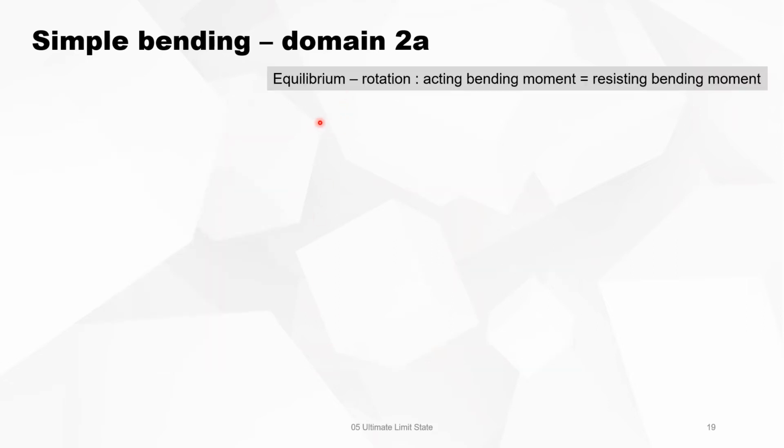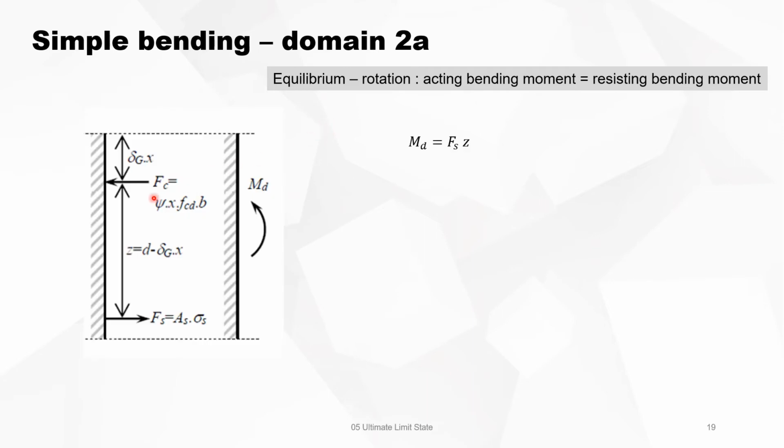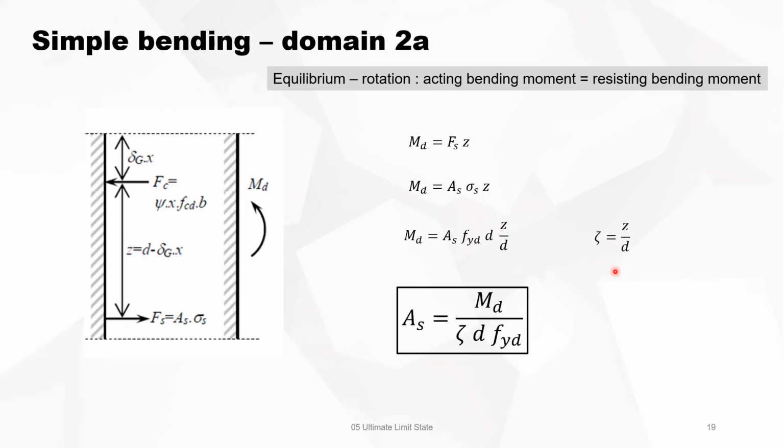Then we can also have a rotation equilibrium, but then around the compressive force. That's the same. So the acting bending moment is then equal to the force in the reinforcement times the lever arm. If we make it now dimensionless and we use zeta equals z over d, then we arrive at the formula to calculate the reinforcement with the lever arm zeta. This is only valid if the steel is yielding. Otherwise, we have to do something else.